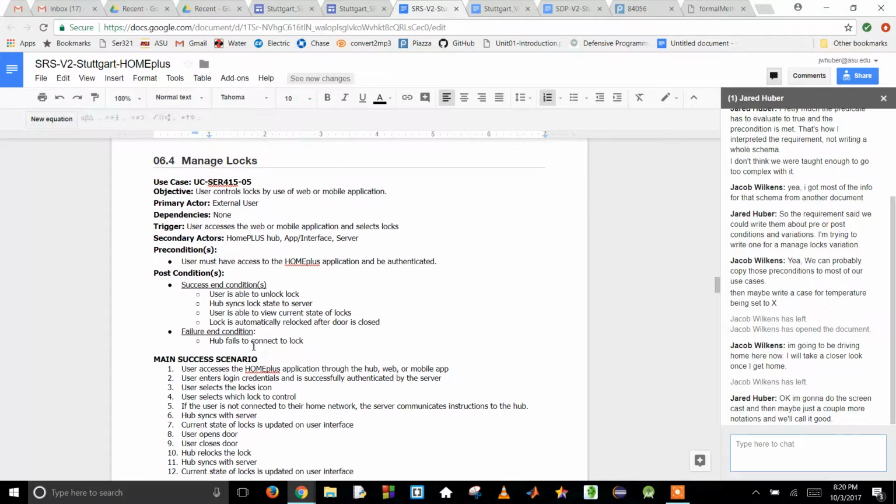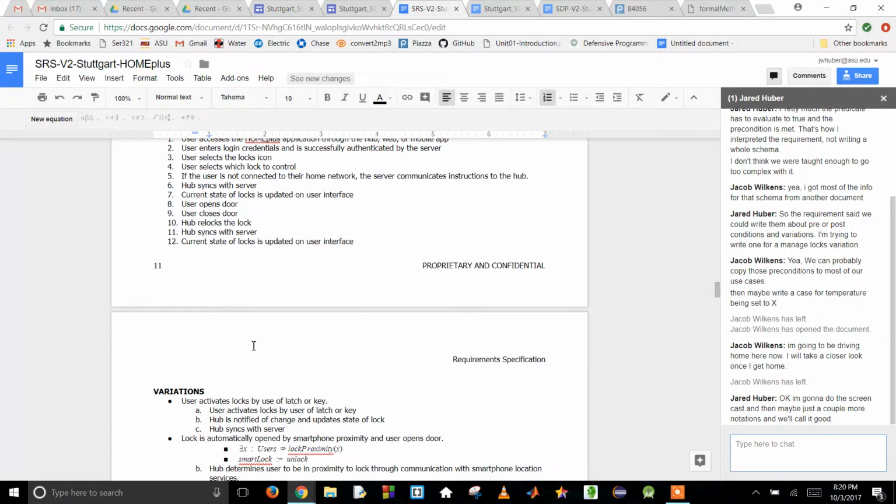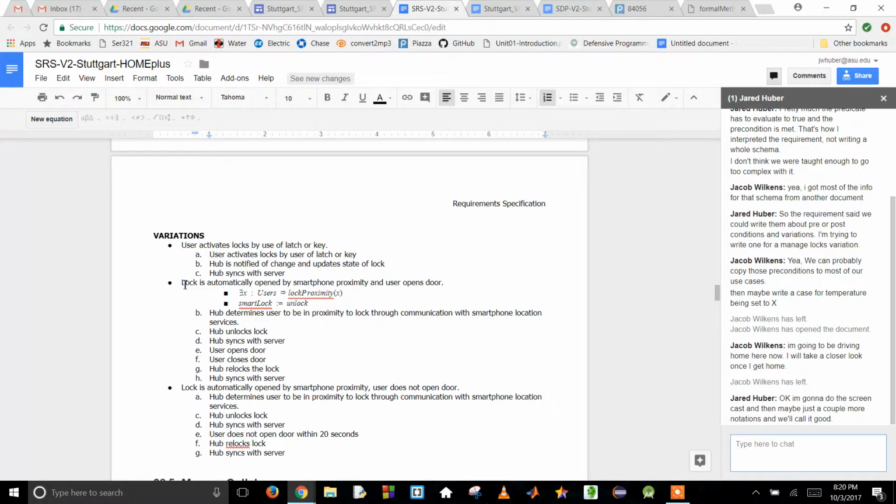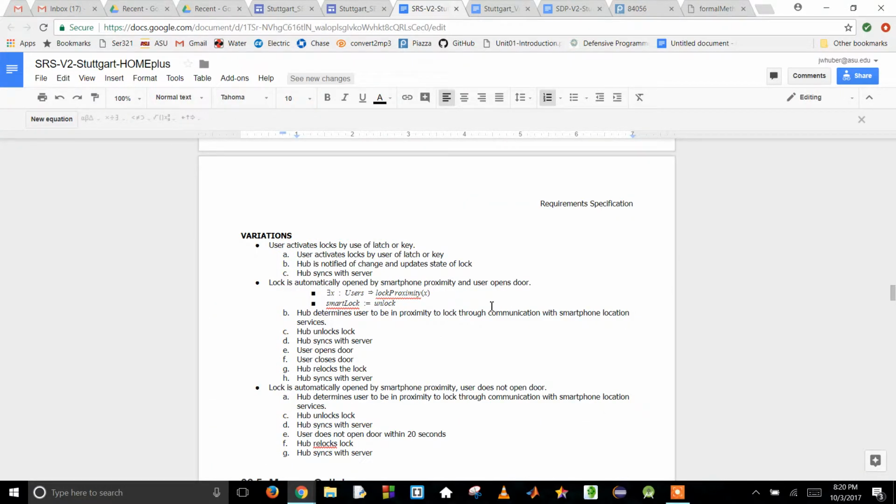Scrolling down to Manage Locks, we can see our next Z notation. This one was done on a variation. The variation was that the lock is automatically opened by smartphone proximity and the user opens the door. This states that there must exist a user with lock proximity, and then Smart Lock will unlock. Moving on.